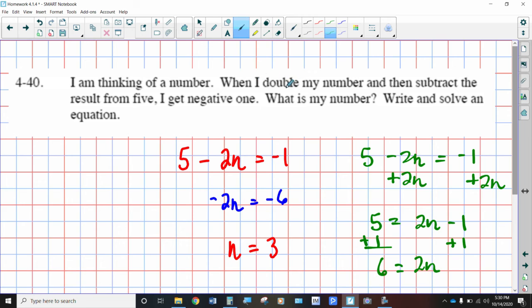When I double my number and then subtract that from 5, so I'm going to double my number, which started off with 3, and I get 6. And if I subtract that from 5, do I get negative 1 for an answer? Yes. 5 minus 6 does give you negative 1. So I feel good about my answer.